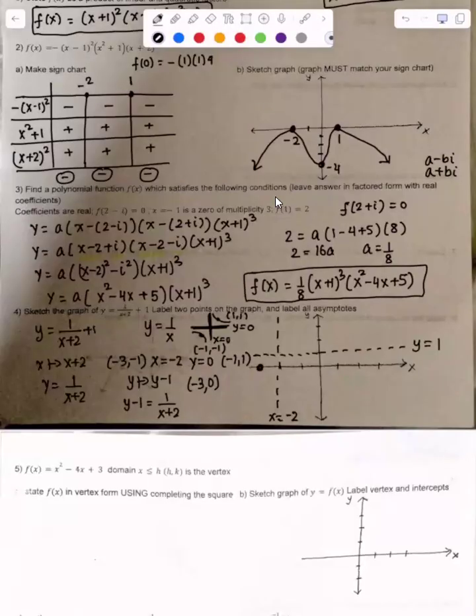And the point -1, 1 will move to the point -1, 2. Moved up by 1. Keep the shape.